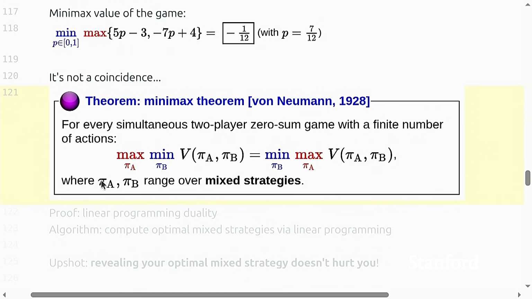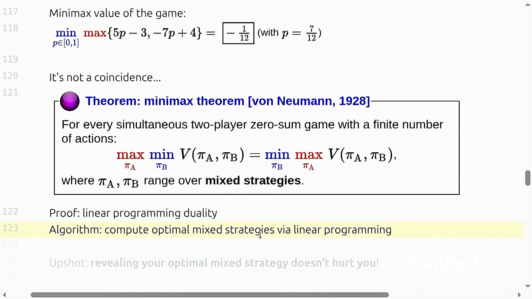And it's important here that pi A and pi B have to be over mixed strategies. As we saw in the first example, if pi A and pi B are pure strategies, this is definitely false. Going second with a pure strategy is always favorable. Okay, so the proof of this is actually linear programming duality. It turns out this is a linear program, and there's some really nice math that shows you that this is true. And furthermore, you can compute the optimal mixed strategies very efficiently using linear programming as well.